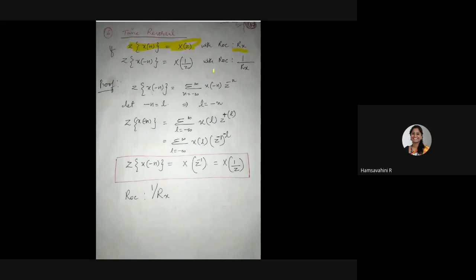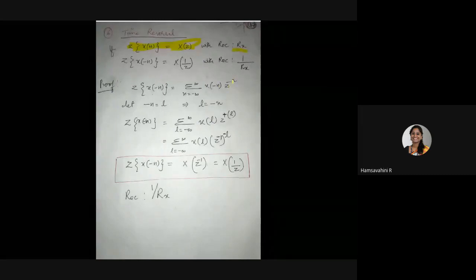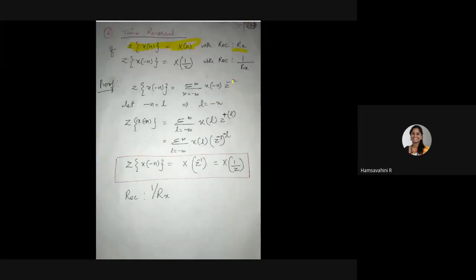So now we'll prove this. Z transform of x of minus n is nothing but the sum from n equal to minus infinity to plus infinity of x of minus n into z power minus n. Now let us replace minus n with L. So what we will get? x of L into z power L. I'll write it as z inverse, all to the power minus L.